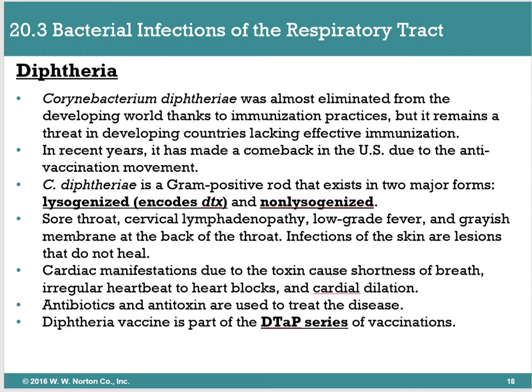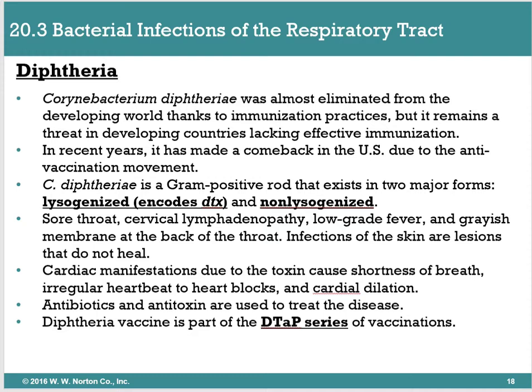So normally if you have diphtheria, you get a sore throat, you get cervical lymph node adenopathy. You might have a low-grade fever, and then you'll get a grayish membrane on the back of your throat, and I'll show you a picture of that. And then also infections of the skin are lesions that have not healed. So sometimes you'll get lesions over your skin as well if you have diphtheria.